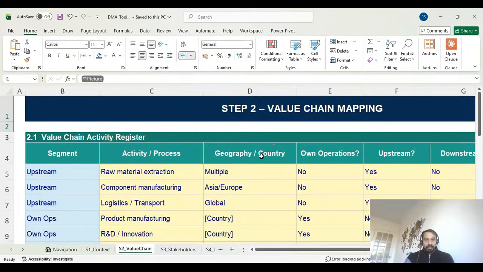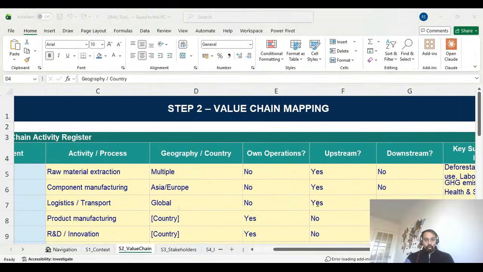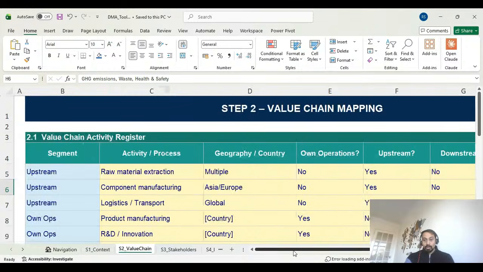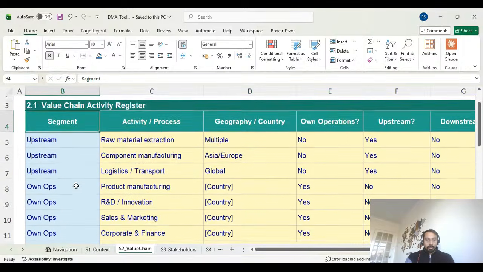So for each activity, we are going to capture the geography, whether it's own operation or upstream or downstream, and the key sustainability issue, which could be deforestation, water, labor, emissions, GHG, social, maybe anti-money laundering for international export-import related activity. So we have to do a segment-wise analysis, which is part of the process. What are the geographies and operations, upstream, downstream? You have to mention all of this here.